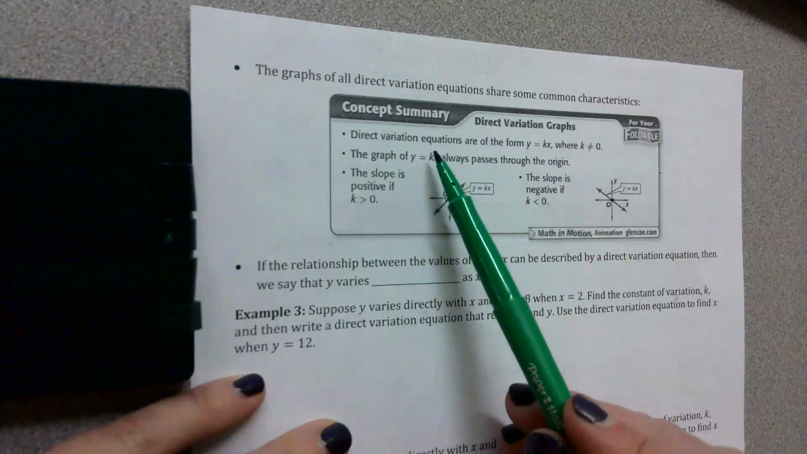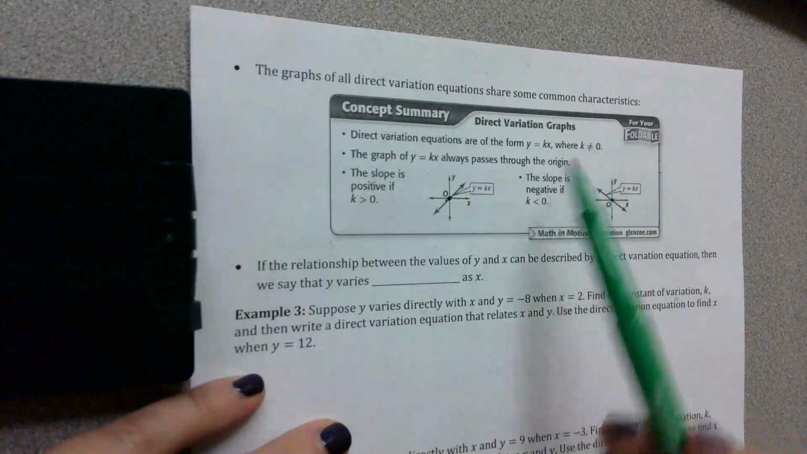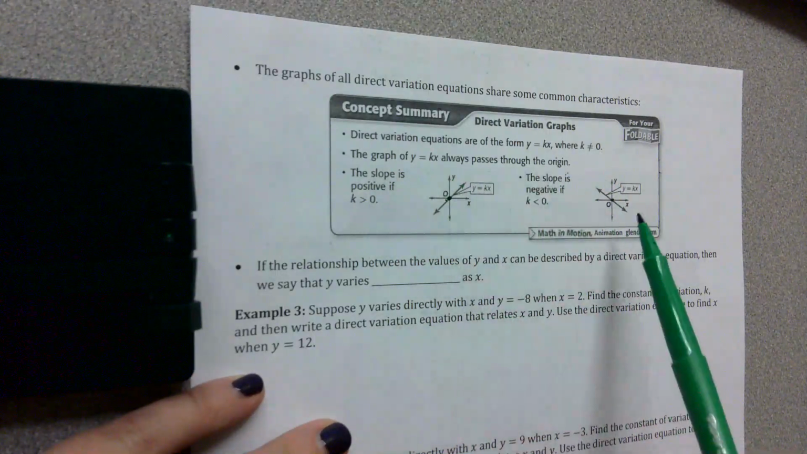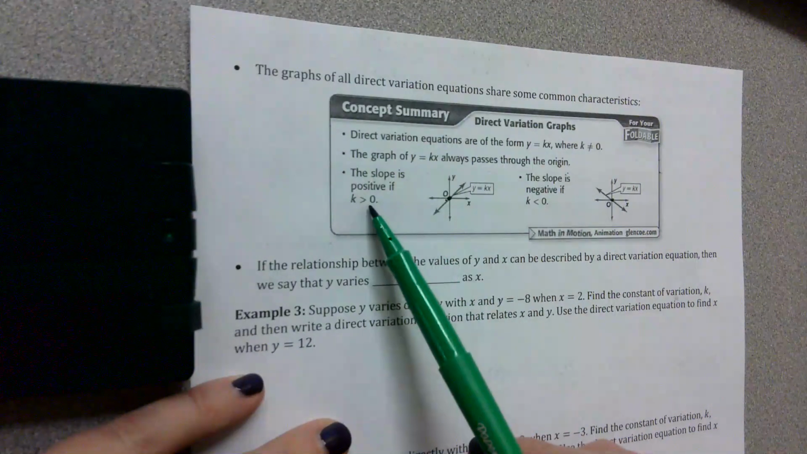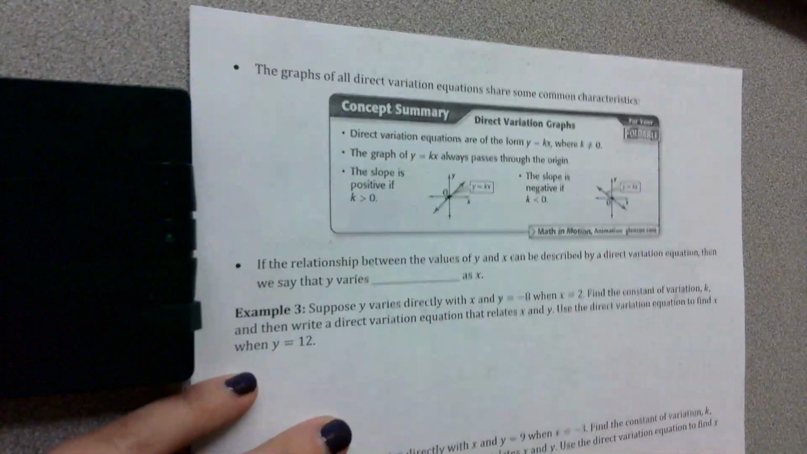Direct variation equations are in the form y equals kx, where k is never 0, or slope is never 0. The graph of y equals kx always passes through the origin. We just established that. And the slope is positive if it goes up and to the right, or the slope is negative if it goes down.